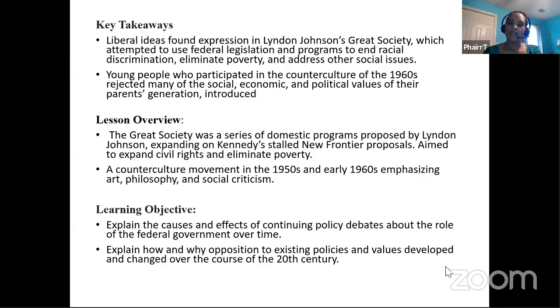So basically, those baby boomers of the 1950s, they basically said, nope, we're not doing that. We're going to kind of do our own thing. Which kind of goes in with our overview about the fact that the Great Society was a series of domestic programs proposed by LBJ that expanded on the New Frontier from JFK, and it moved to expand civil rights and eliminate poverty. And of course, the other thing is the counterculture movement of the 50s and the early 60s emphasized art, philosophy, and social criticism.